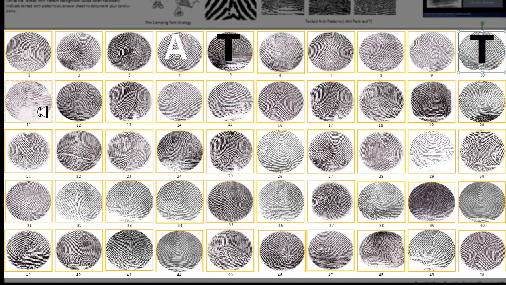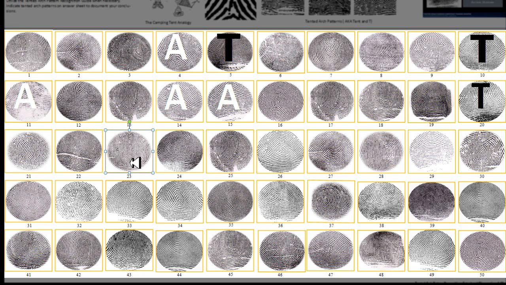Let's go to 11. 11 should be recognized as a plain arch. 12, 13, not a tented or plain arch. Number 14, a plain arch. 15, a plain arch. 16, 17, 18, and 19, they are not plain nor tented arches. 20, perfect example of a tented arch.